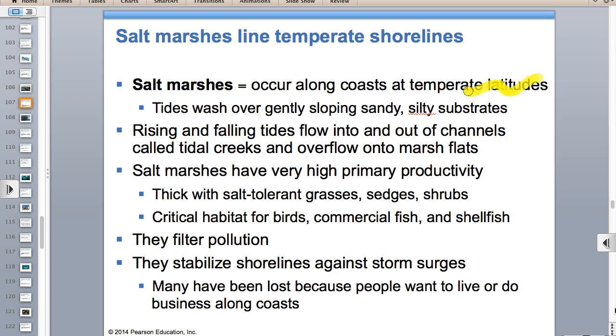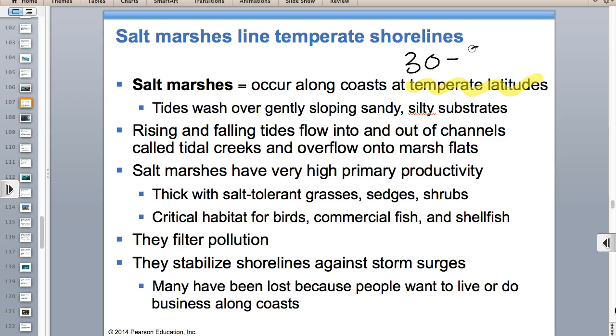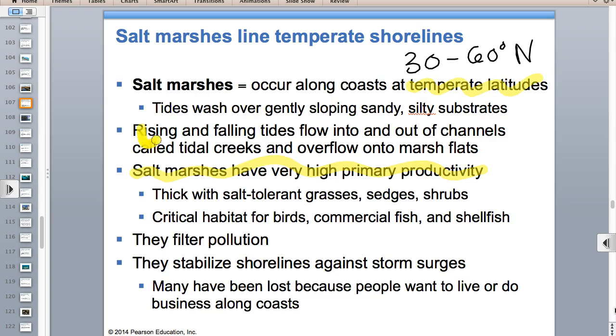So salt marshes are what we have if you live in a temperate area. Temperate means 30 to 60 degrees north of the equator. You're going to have salt marshes on your coastline where rivers go into the ocean. Where a river flows into the ocean, you're going to have salt marsh. The tide is going to come up and make this area salty part of the day. And then when the tide goes down, it's going to be a little bit more fresh as the river is running into the area. And they're going to be really high in primary productivity.